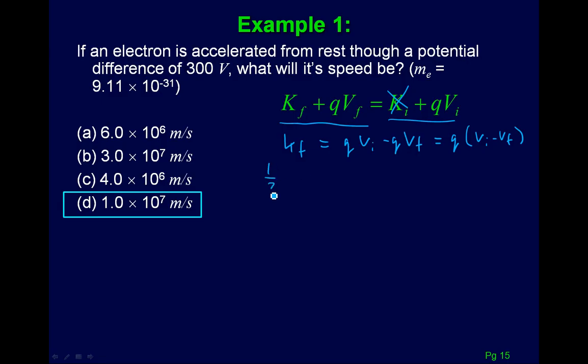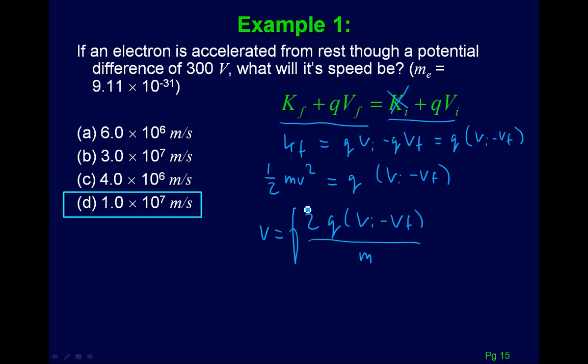And if I set this equal to the final kinetic energy, 1/2 m velocity squared equals Q (VI minus VF), then here what I do is go through and just solve for my velocity. So it'll be the square root of 2Q (VI minus VF) over m. Now the thing here is you can kind of check to make sure you got everything right.